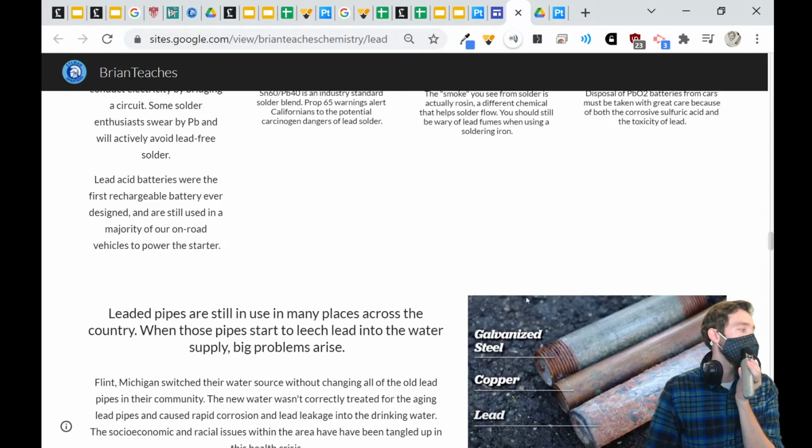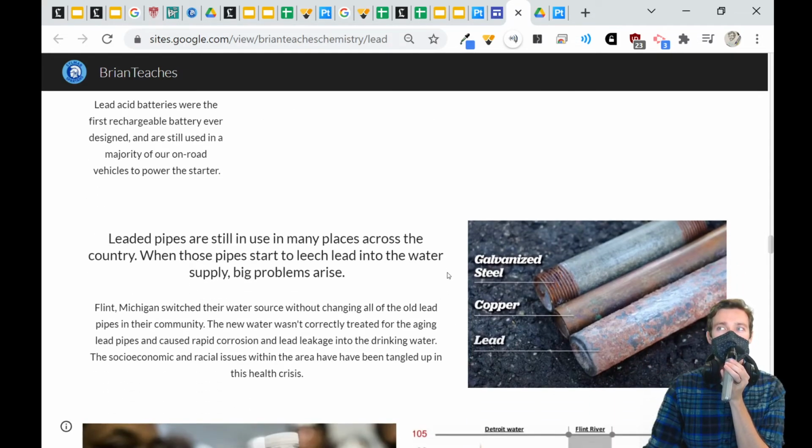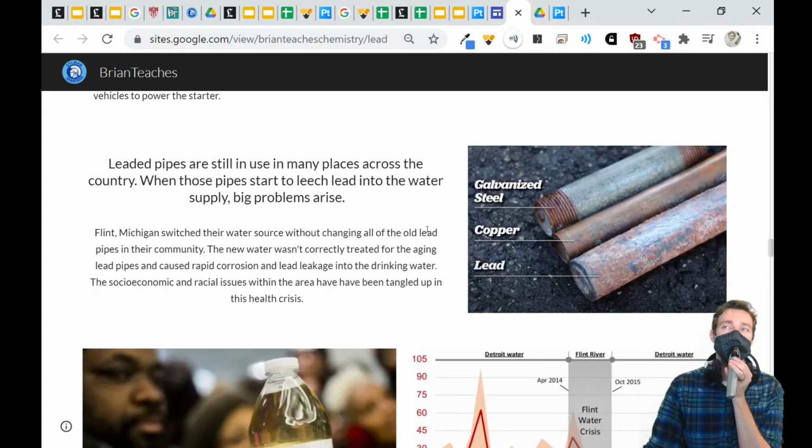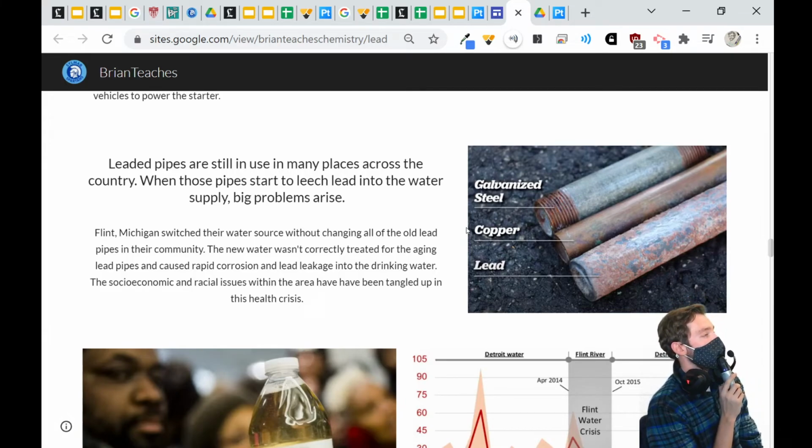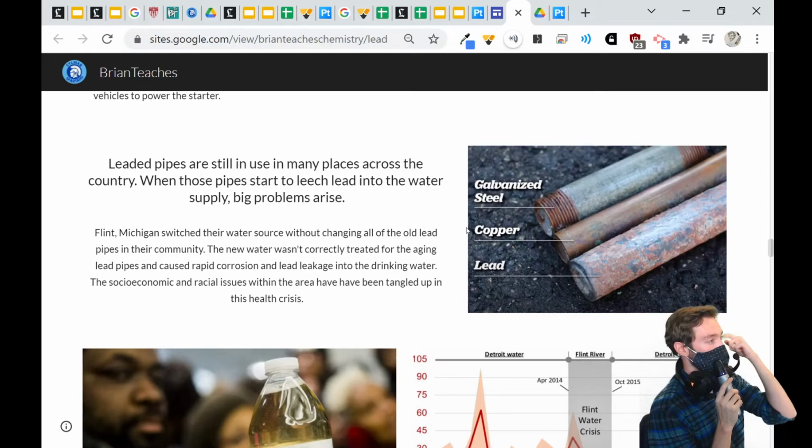Huh? Throw it in the ocean? Do not throw it in the ocean. You will get fined heavily for that. Don't do that. Okay, leaded pipes. So you think, okay, lead's bad. And the Romans used a lot of lead. There's some people that speculate that the fall of Rome might have been because the aristocrats were going crazy because of all the lead. That's one of the speculations that some people had.